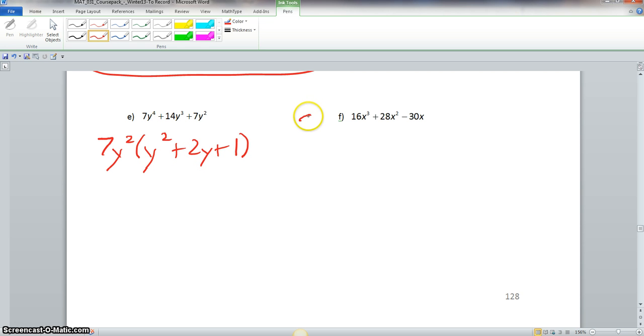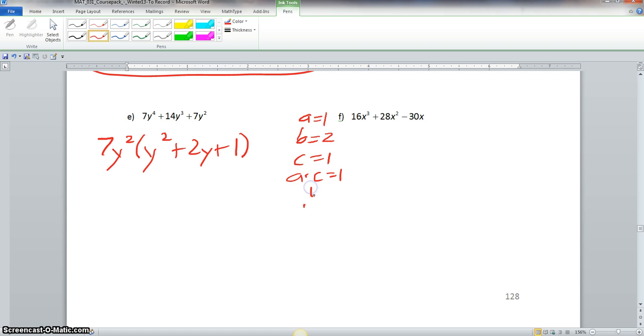Now, we can list our A, B, and C. A is 1, B is 2, and C is 1. So now we have our A and C, which will give us 1. And the factors of 1 is just 1 times 1. And if we add them, that gives us 2. So we will have y squared plus 1y plus 1y plus 1.